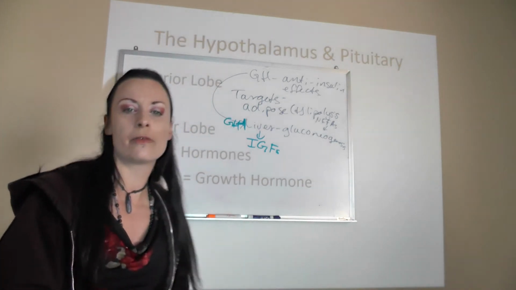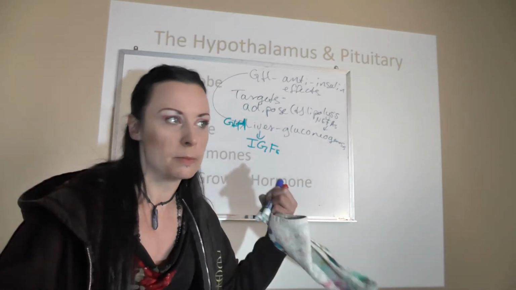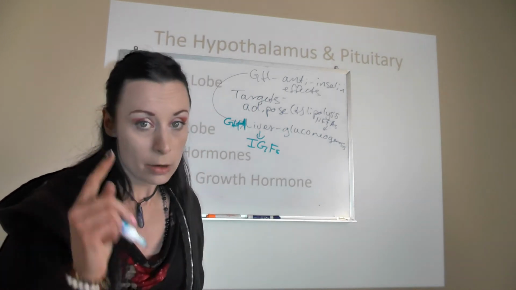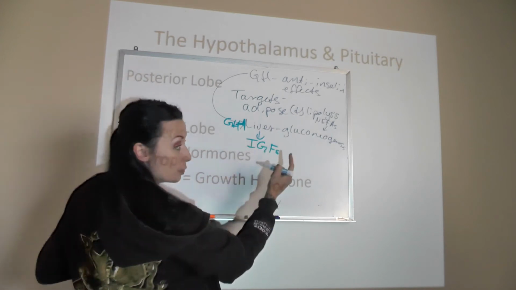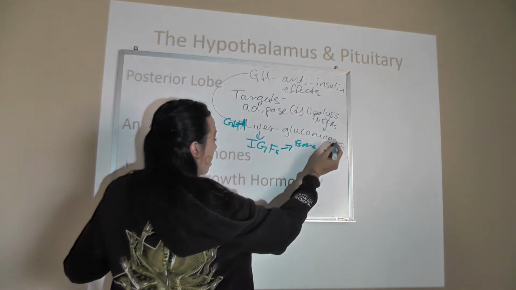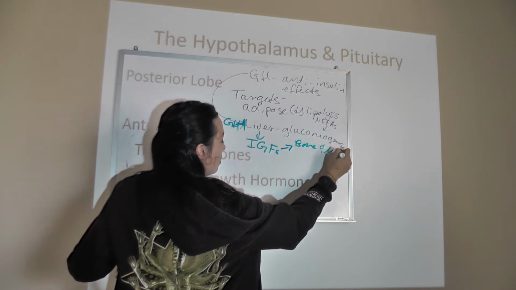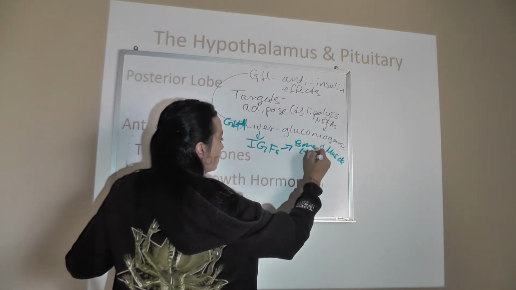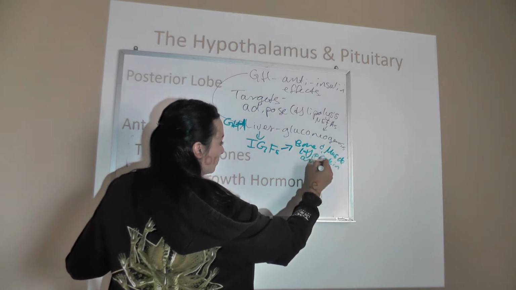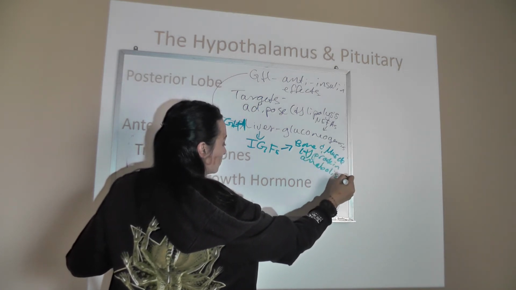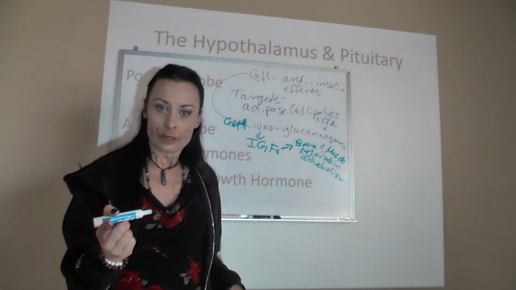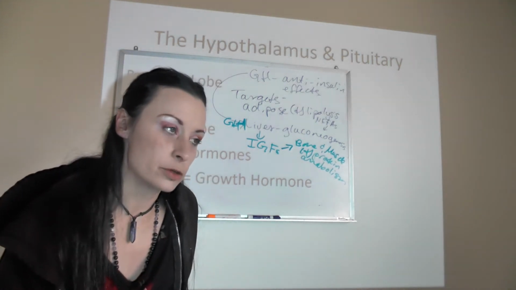So if you've ever heard of anabolic steroids, bodybuilders want to take anabolic steroids, they're trying to stimulate protein anabolism. Growth hormone does that through our insulin-like growth factors. So we could say for targets at bone and muscle, we are going to stimulate protein anabolism. At cartilage, we're actually going to stimulate cartilage growth.